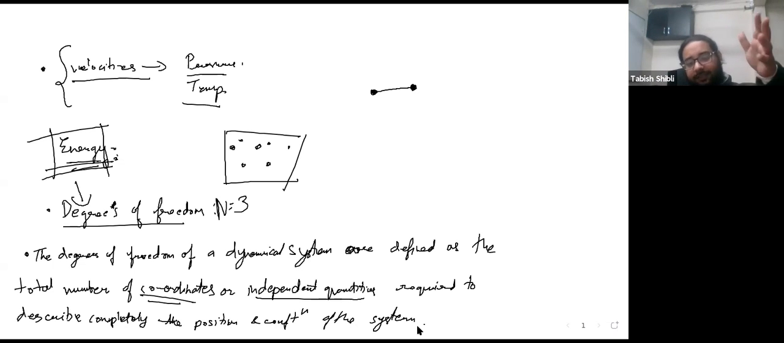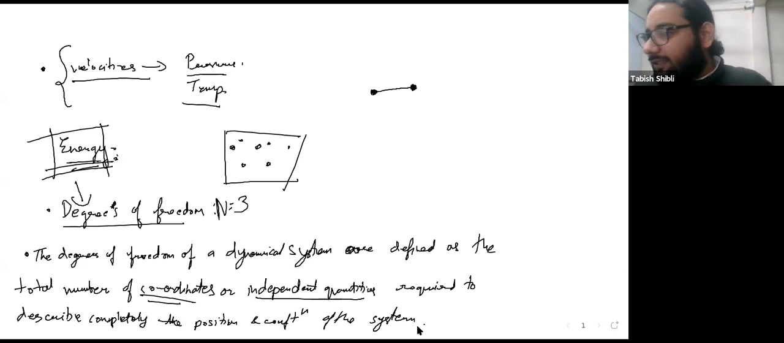It is essentially, so you can define it for a dynamical system. Essentially, for a system which moves, it is defined as the total number of coordinates or independent quantities. So coordinates. In the case of a monatomic gas, you can move in the x direction, y direction, z direction. So total number 3. So hence the degrees of freedom is 3.